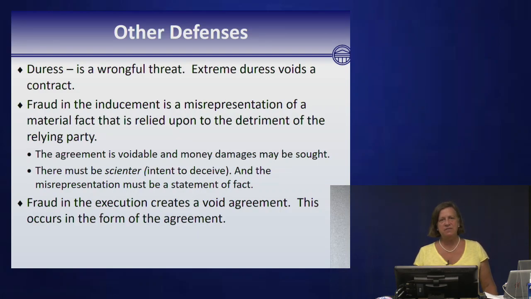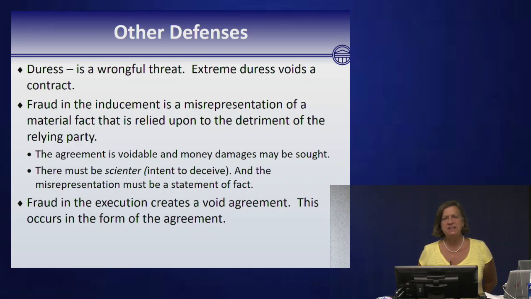Other defenses to the validity of a contract. Duress. Duress is a wrongful threat, and it creates a situation where a contract is voidable. If there is extreme duress, and you know this when you see it, extreme duress, someone holds a gun to your head and says, sign this contract or I'll shoot, creates a void agreement.